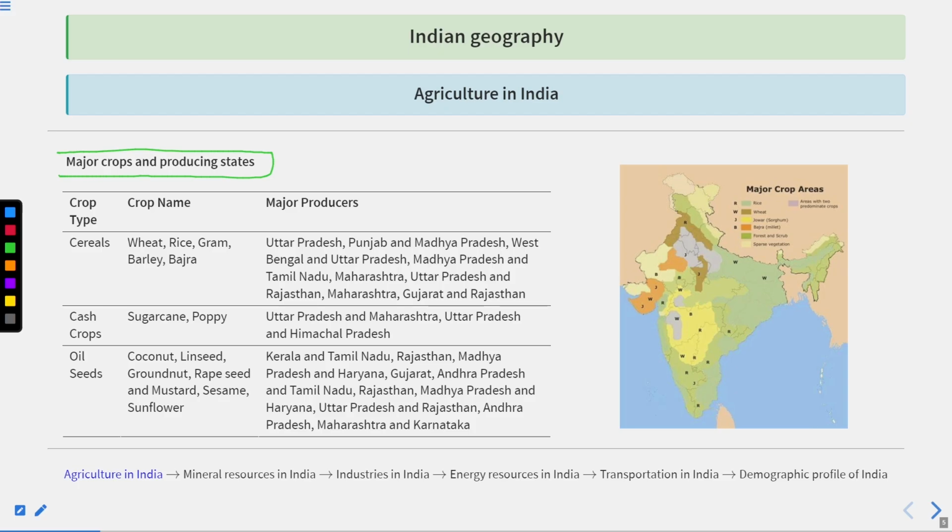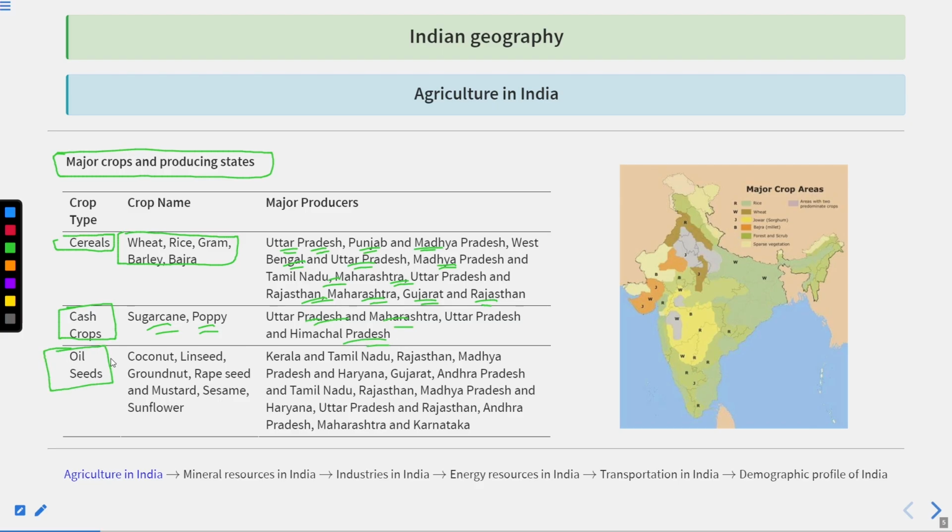Thereafter, if we talk about the major crops and their producing states in India, we have the cereal crops, including wheat, rice, gram, barley, and bajra. Major producers: Uttar Pradesh, Punjab, Madhya Pradesh, West Bengal, Tamil Nadu, Maharashtra, Rajasthan, and Gujarat. Thereafter, cash crops: sugarcane and poppy mainly. Uttar Pradesh, Maharashtra, and Himachal Pradesh.